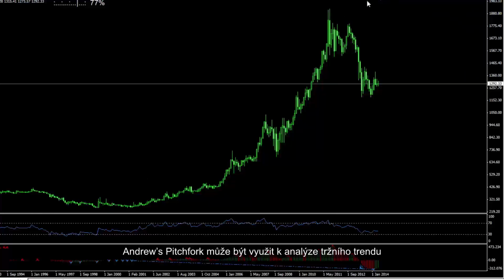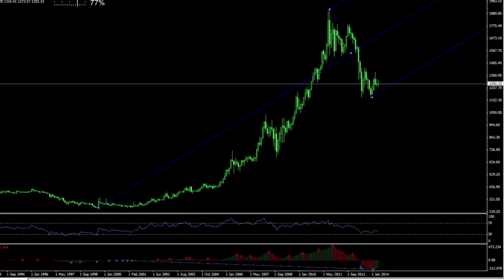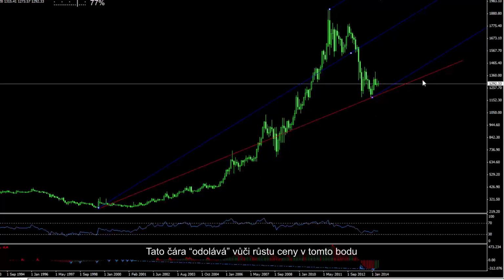Andrew's pitchfork can be utilized to analyze the market trend. The three pivots can be selected. A trigger line can be drawn via the trend line. The trigger line is our dynamic support and resistance. This line resists against the price increment in this spot.